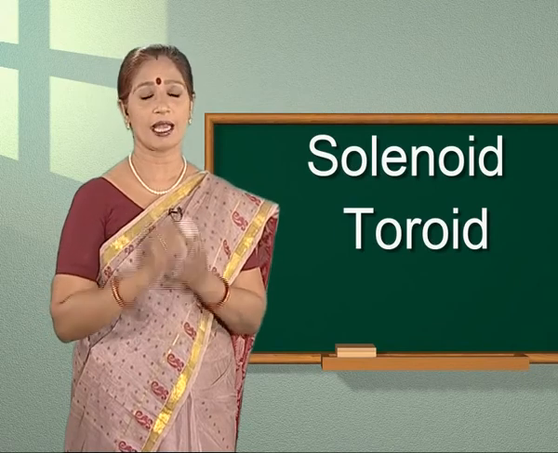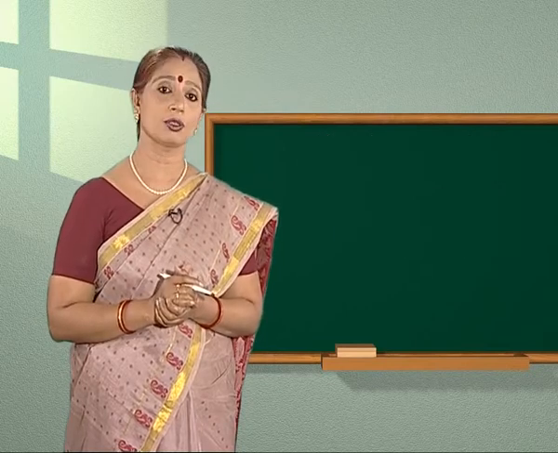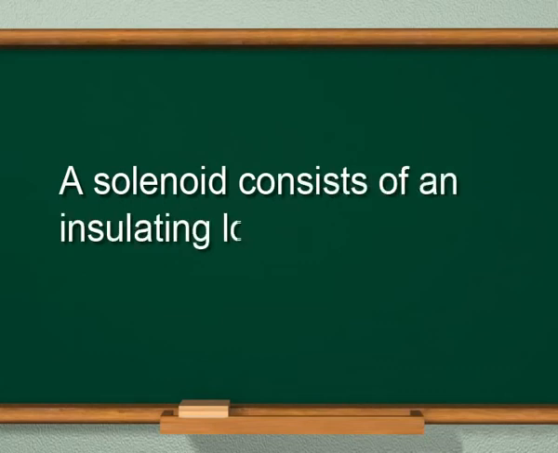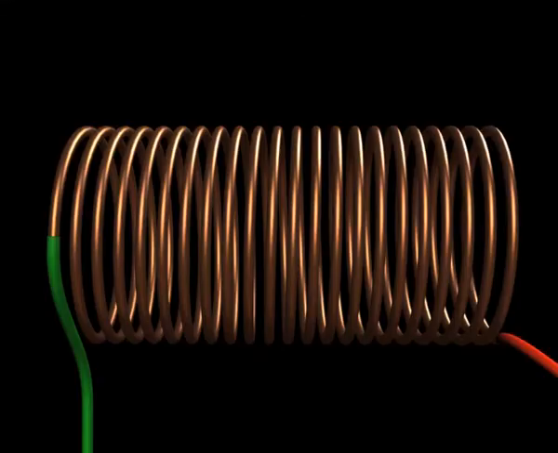First, we calculate the magnetic field due to a solenoid. A solenoid consists of an insulating long wire closely wound in the form of a helix. Here, we shall discuss a long solenoid, that is, whose length is larger as compared to its diameter. It consists of a long wire wound in the form of a helix, where the neighboring turns are closely spaced. So, each turn can be regarded as a circular loop.